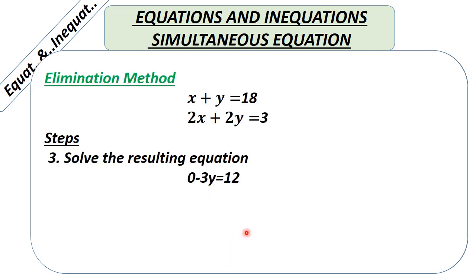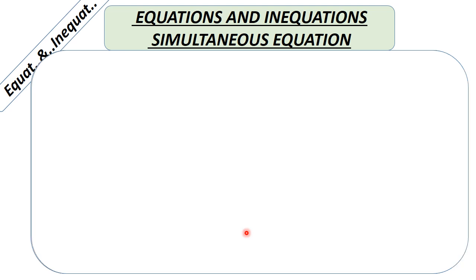Solve the resulting equation. So 0 minus 3y equals 12 is what we got. So 0 is nothing, so it's just this. Then we can divide both sides by negative 3, and the negative 3s are going to cancel, and we're going to end up with y being equal to negative 4. Simple. So that's why I like elimination. It's simple and straightforward, involves simple steps, and never gets complicated. So we can go to step 4.